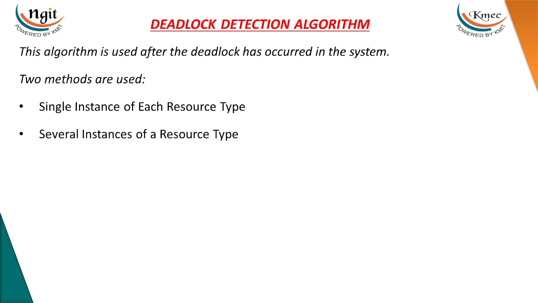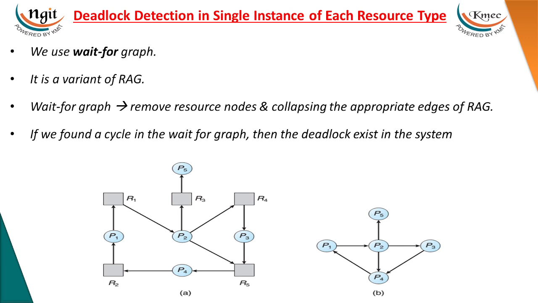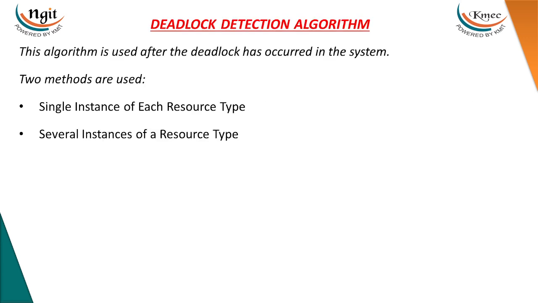Let's see one more method of handling the deadlock, that is the deadlock detection algorithm. Here the system will not employ deadlock prevention and deadlock avoidance. They can use the deadlock detection algorithm. This deadlock detection algorithm will be used after the deadlock has occurred in the system.